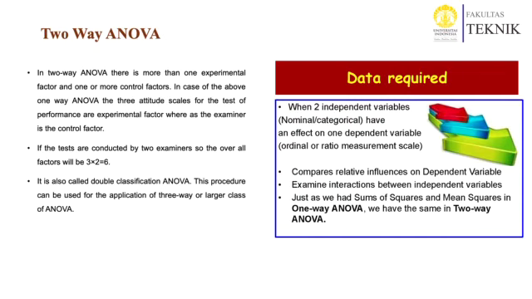Okay, here we also have the data required for the two-way ANOVA. When two independent variables, which could be nominal or categorical, have an effect on one dependent variable, ordinal or ratio measurement scale, we need to compare relative influence on the dependent variable, examine interaction, and just as we had sums of squares and mean squares in one-way, we also have the same here in two-way ANOVA.